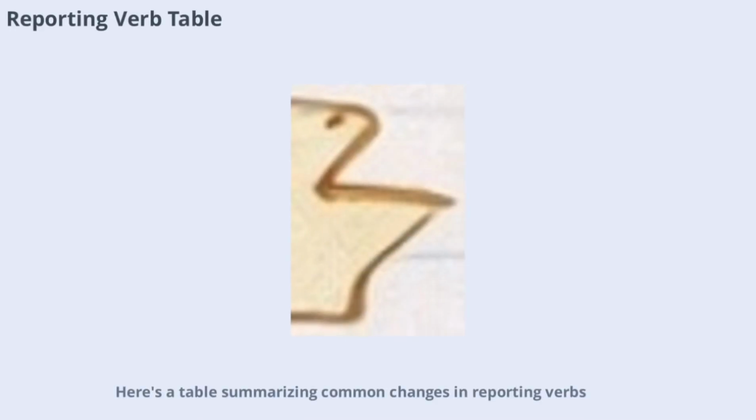Here's a table summarizing common changes in reporting verbs. Say to becomes tell, said to becomes told, and exclaim becomes exclaimed. For requests and orders, use requested, asked, ordered, or commanded. Understanding these changes will help you accurately convey the speaker's intent in indirect speech.